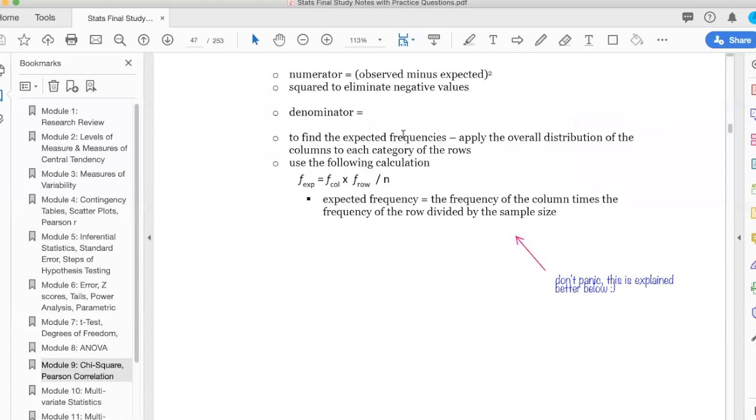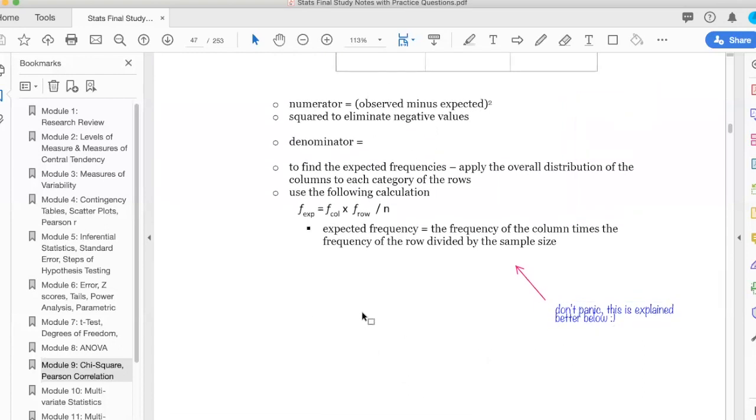Neither do you need to worry about this. I like my little notes here.